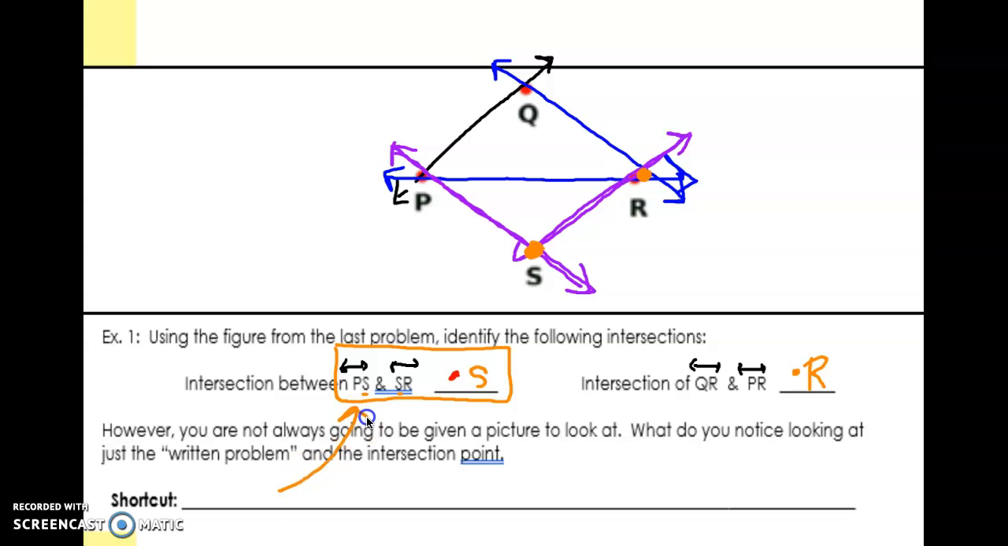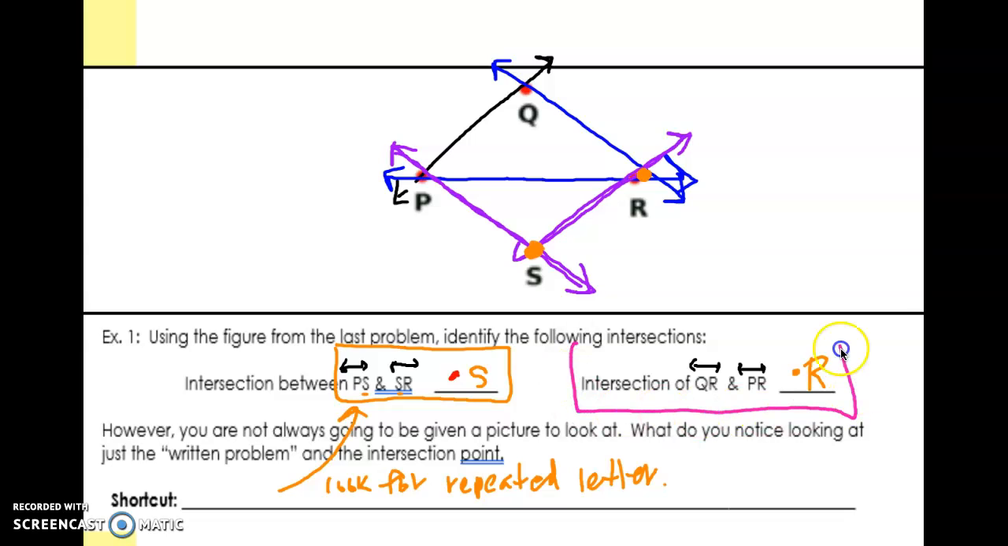So my shortcut, look for the repeated letter because that letter is where they intersect. So again, just even kind of looking at this other example here, QR and PR, just looking at the letters and the labels, you should notice that they both have an R, so therefore they intersect at point R.